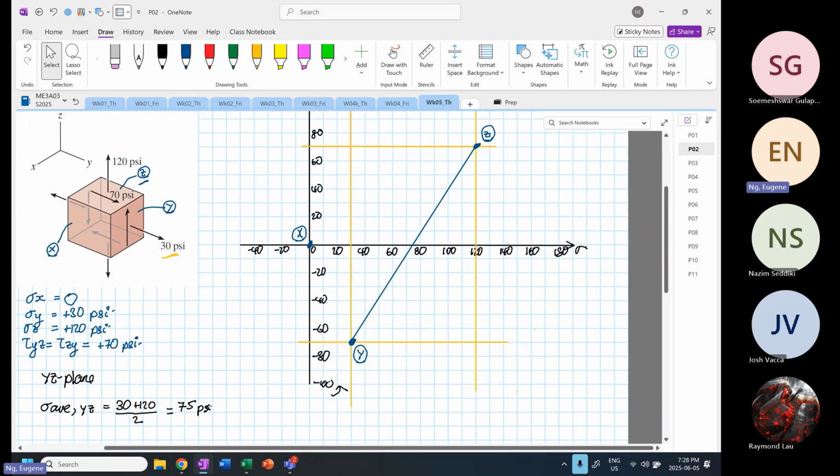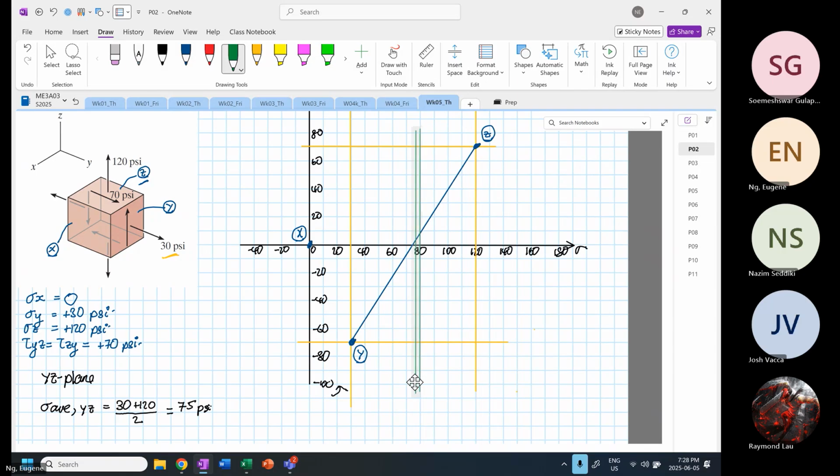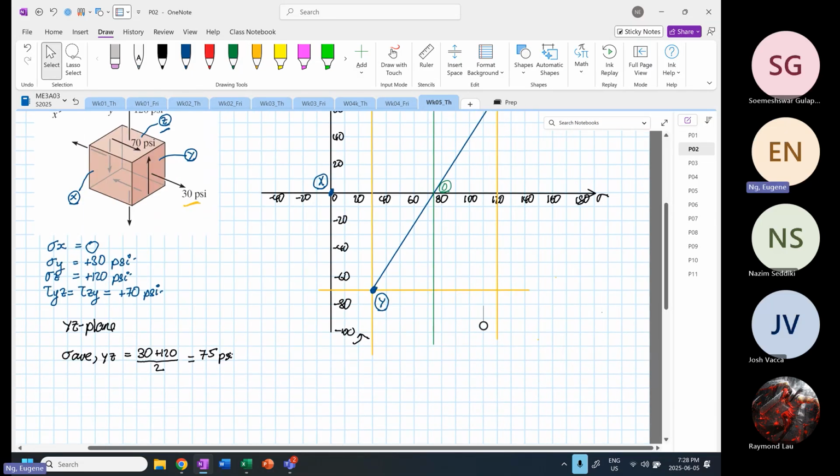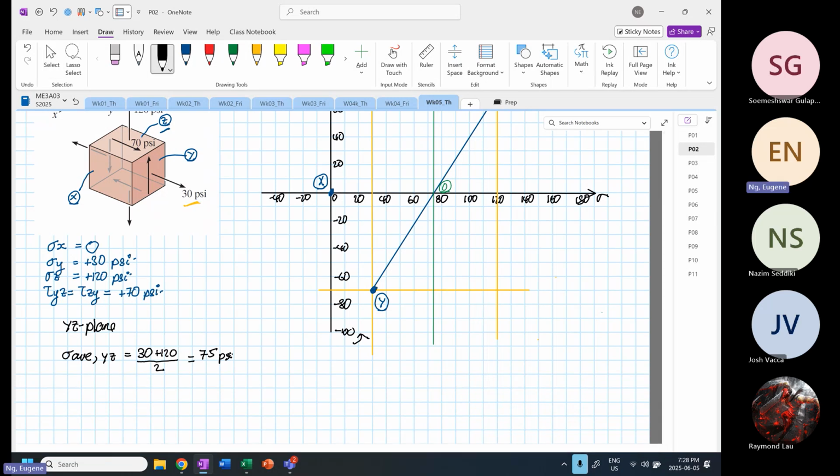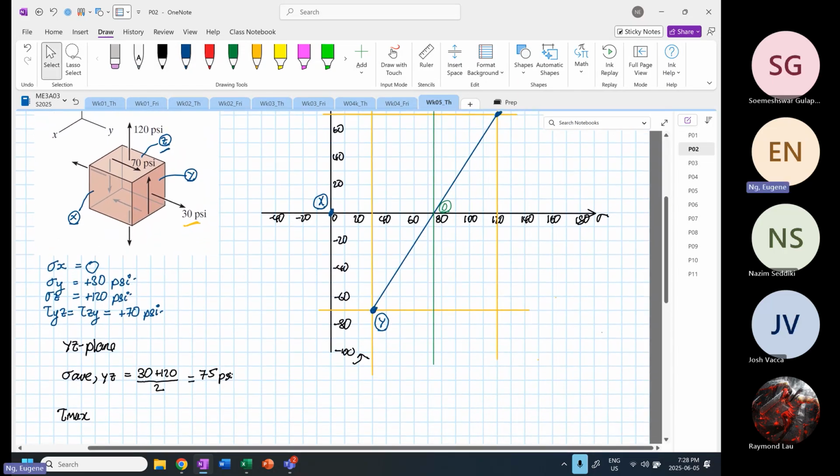So we're going to draw our center, which is our shifted center. Okay. So this is our 75. So this is our point O, right? And then from here, we can calculate our radius of the circle, which is tau max. So our tau max is for the XZ plane.